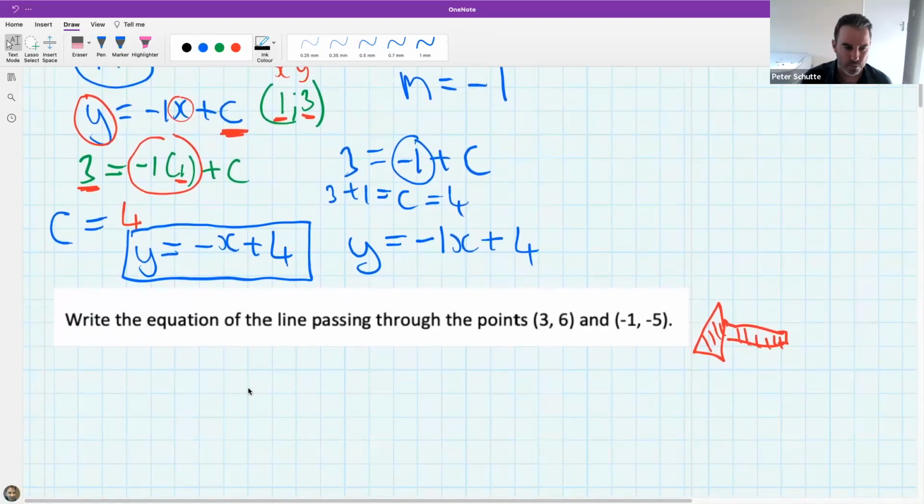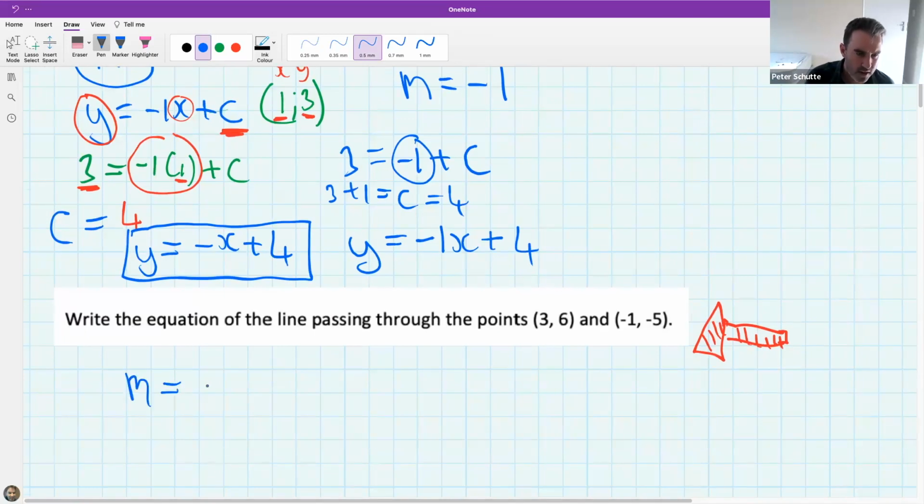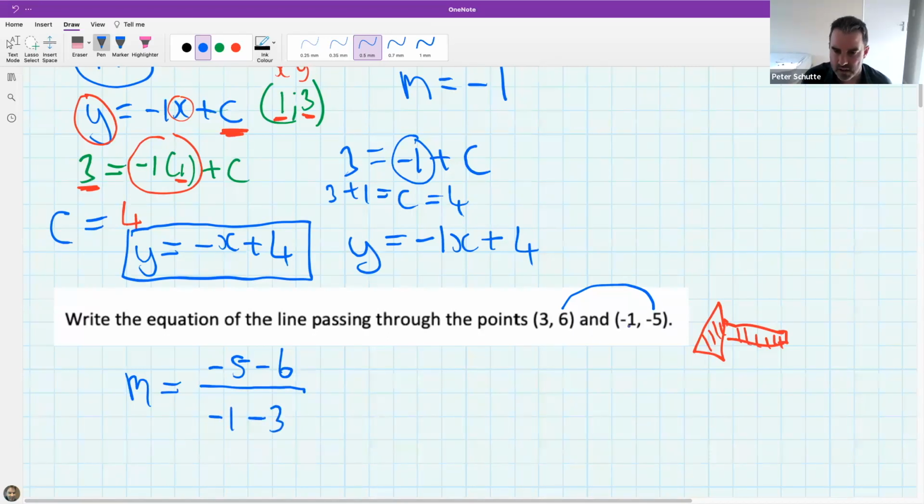Let me go through this next example with everyone. So I want to find my gradient. Remember, y is on top. Minus 5, minus 6, and then minus 1, minus 3. Notice how the y's are on top, and if I start with this point here, I always start from one side. So I get minus 11 over minus 4. Let's just check that. Minus 5, minus 6, minus 1, minus 3. Yes. So my gradient is 11 over 4.